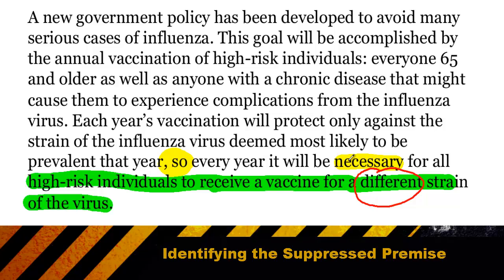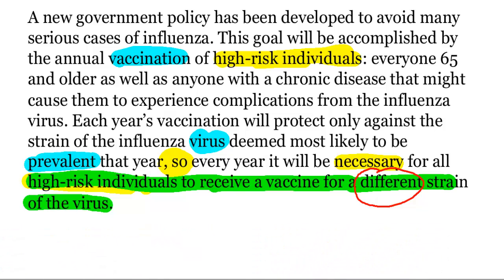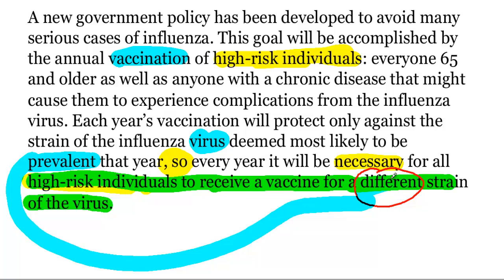We talk about high-risk individuals. That's in the passage. So we have it in the conclusion and in the reasoning. The word virus is in the conclusion and the reasoning. Vaccinations are as well, but different is not. All we talk about is going after the virus that is the most prevalent. So we make a jump from being prevalent to being different. And once again, that's our suppressed premise.